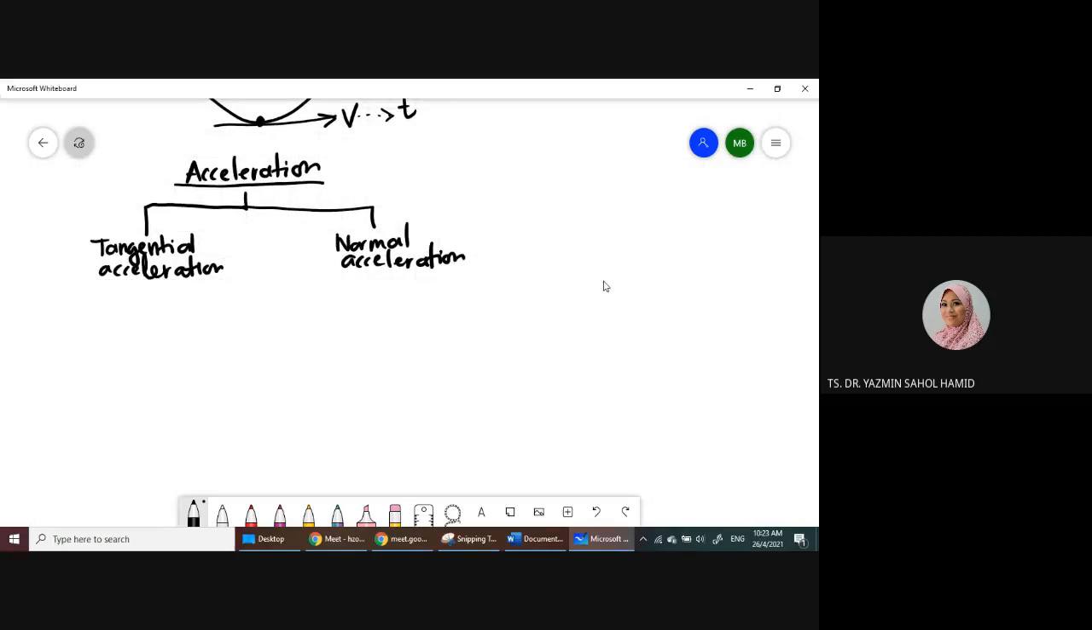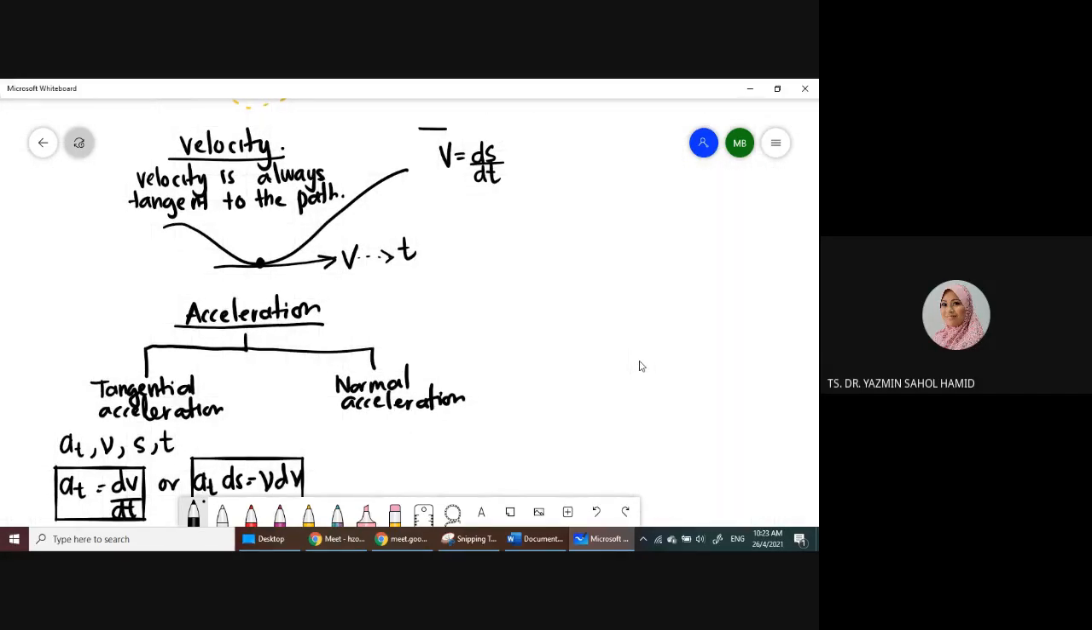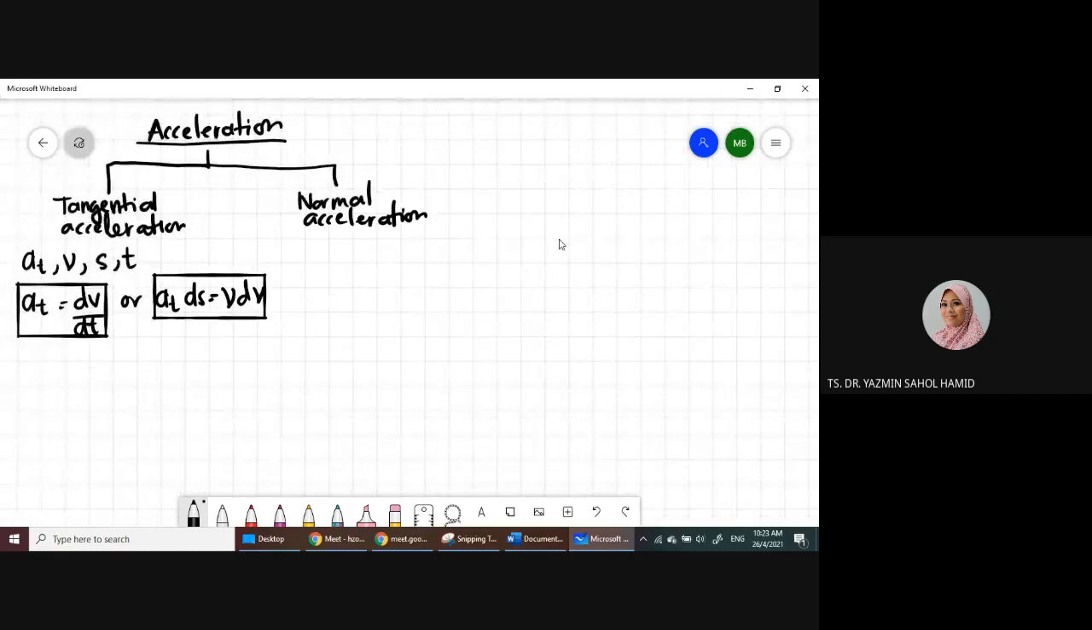The formula is the normal formula. For the tangential acceleration, we have at, v, s, and t. These are the normal kinematics, right? So for the tangential acceleration, the formula will be dv over dt, or you can also use at ds equals v dv. Remember this formula, guys? Yes. Good. Let me just circle these important formulas. That is for the tangential acceleration.